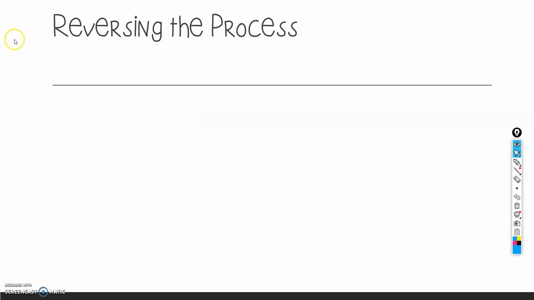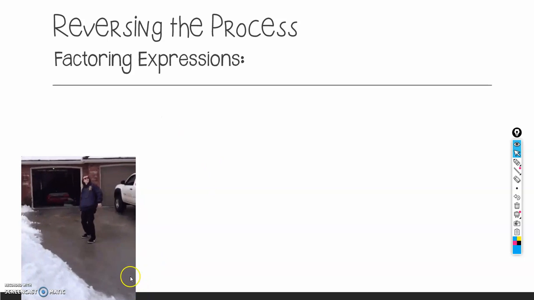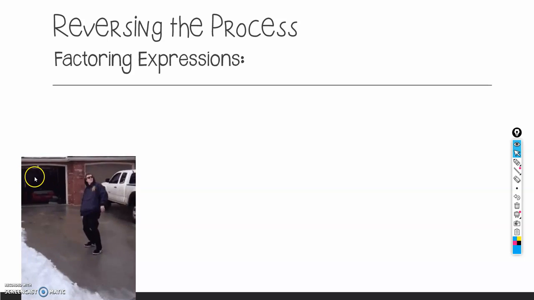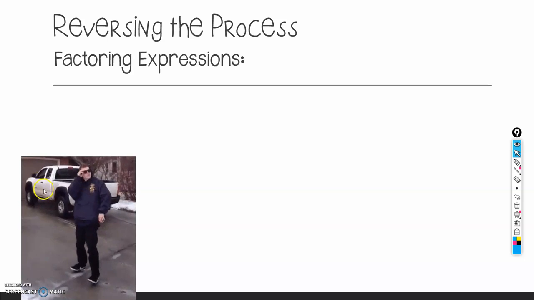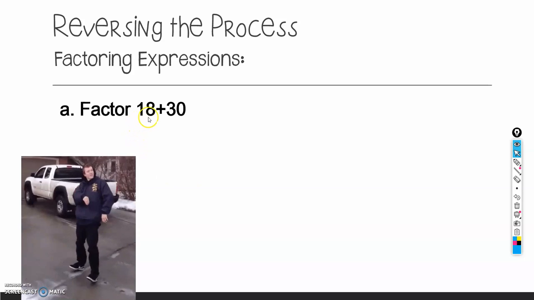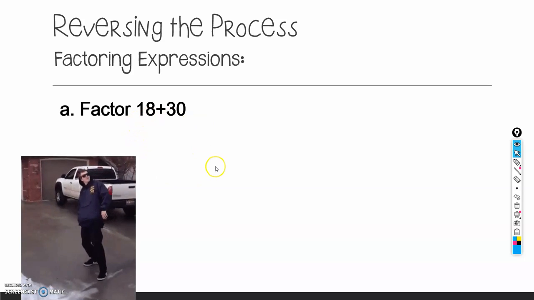Basically, we're reversing the process. I've said that a couple of times. And here's this guy. I love this. There he goes. He's reversing the process. So before with distributing, you might think of it as we were sliding down the hill. Now we're going to go right back up the hill. So I'm going to ask you to factor 18 plus 30. Let's go through the steps to do that.